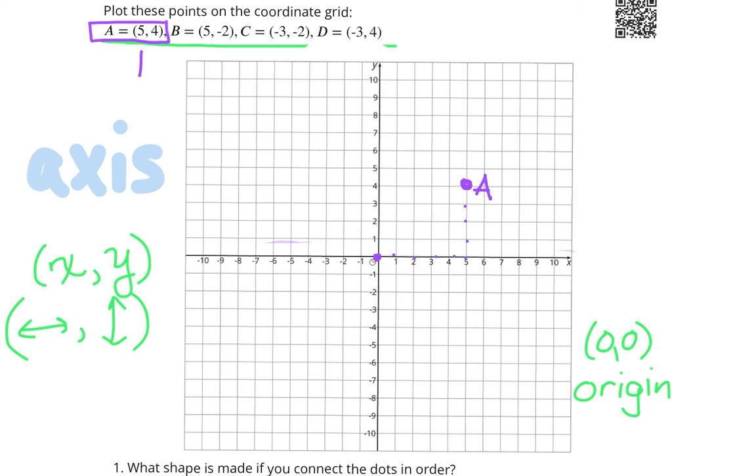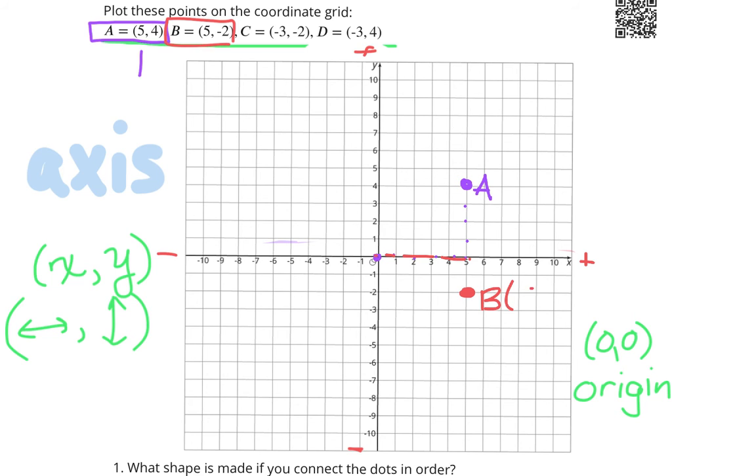Now I'm going to do the next point. Next point says B is 5, negative 2. So over 1, 2, 3, 4, 5. Again, starting at the origin, I'm going to go over 5. This is the positive x direction. This is the negative x direction. This is the positive y direction. This is the negative y direction. So for that 5, negative 2, I'm going to go positive 5 in the x direction, negative 2 in the y direction. That puts me right here at point B.